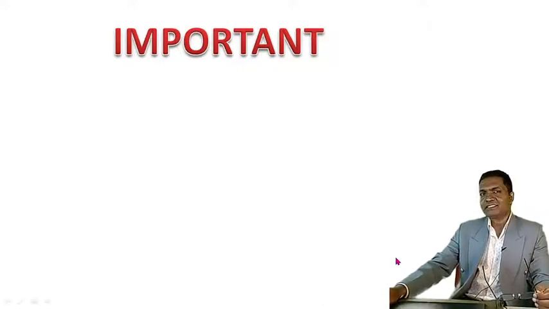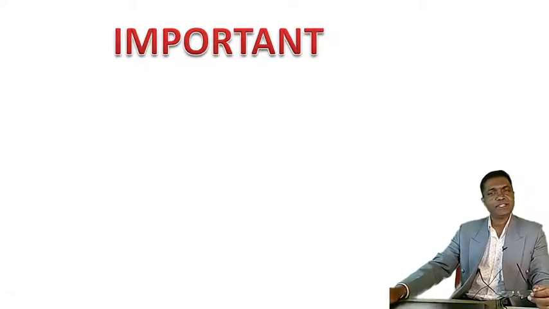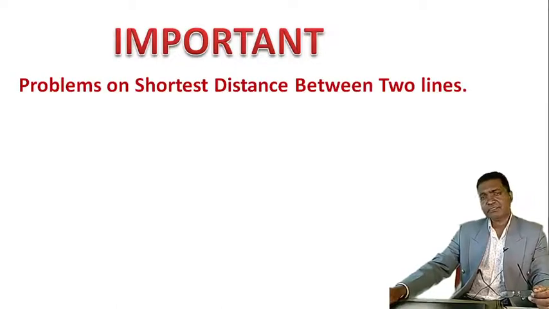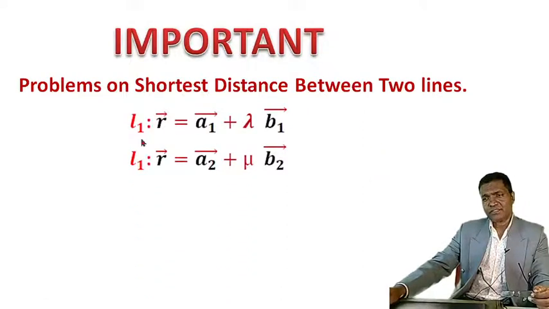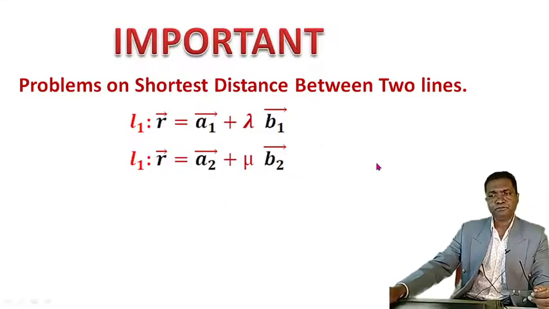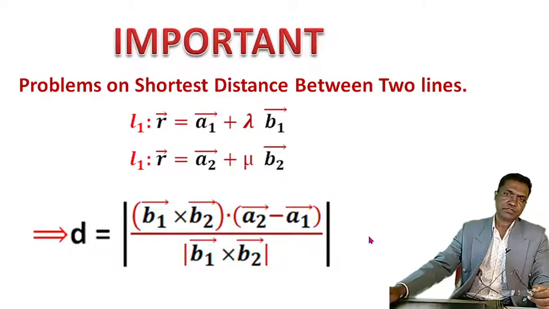In the last class I derived one expression for the shortest distance between two skew lines, and today we will be dealing with problems on the shortest distance between two lines. So suppose L1 and L2 are two lines in vector form in this form. The shortest distance between them is given by this.